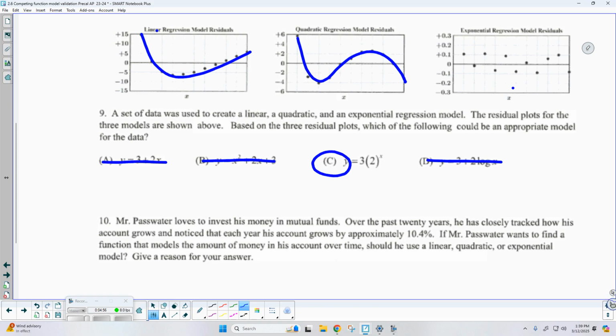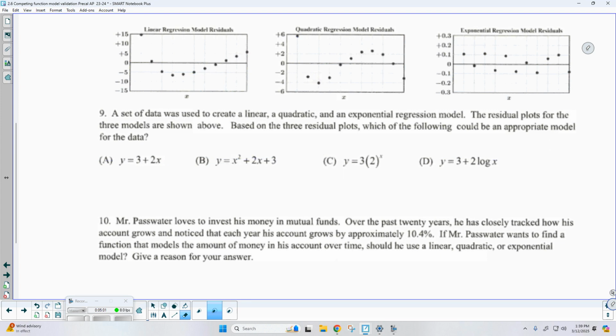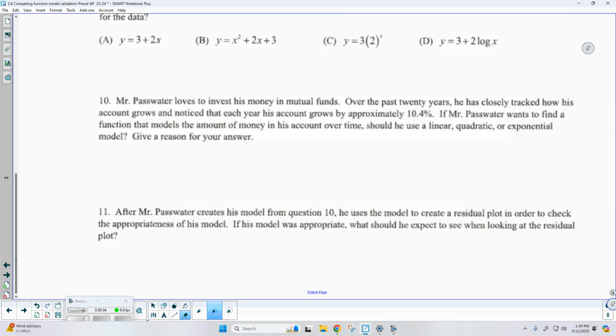Number 7. Oh, 10. Okay, sorry, 10. So let's take a look. Mr. Passwater loves to invest his money in mutual funds. Over the past 20 years, he's closely tracked how his account grows and noticed that each year his account grows by approximately 10.4%. If Mr. Passwater wants to find a function that models the amount of money in his account over time, should he use a linear, quadratic, or an exponential model? Okay, well, what do we think? What's that? It is going to be exponential, but why? How is the money growing?